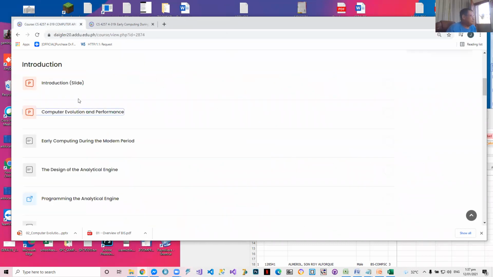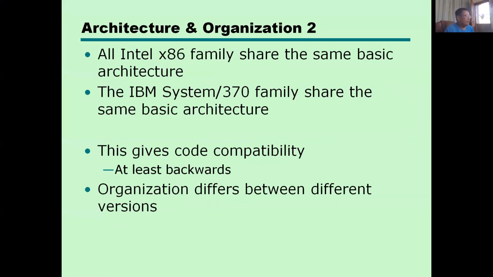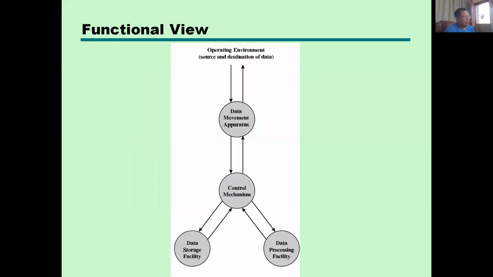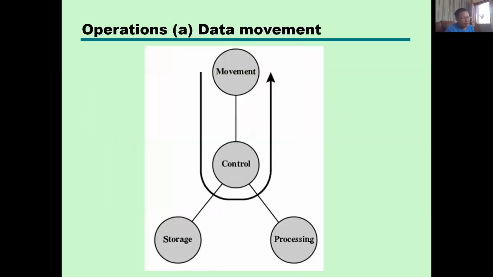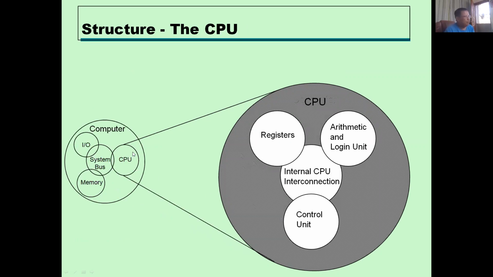So anyway, we discussed the functional view of a computer before, no? Last meeting. So top level view, functional view as in terms of control, data movement, data storage, and data processing. So here's the diagram presented. Now, a computer has a central processing unit, a main memory, and a system interconnection. It's called a bus also. Input and output. That's a computer.